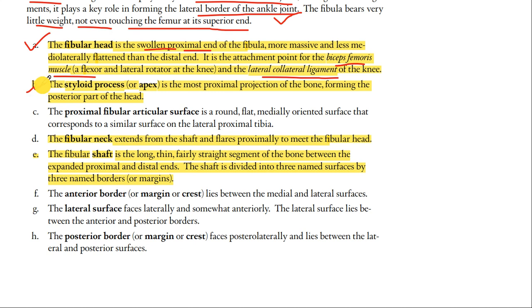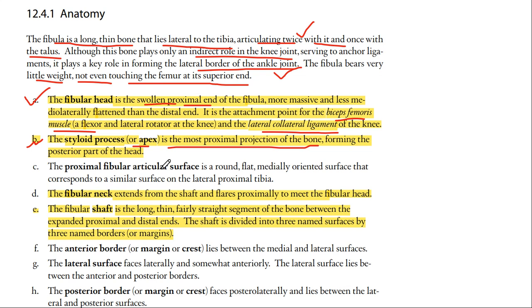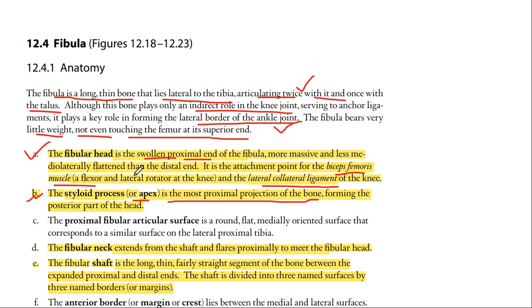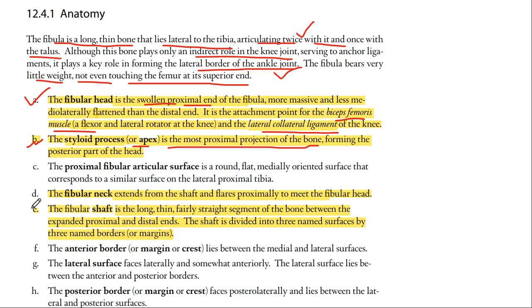Next is the styloid process within the fibular head itself, or the apex of the fibular bone. It is the most proximal projection of the bone, forming the posterior part of the head, directed laterally. Again, you can see that it is a projection-like structure, right? So that is the styloid process.